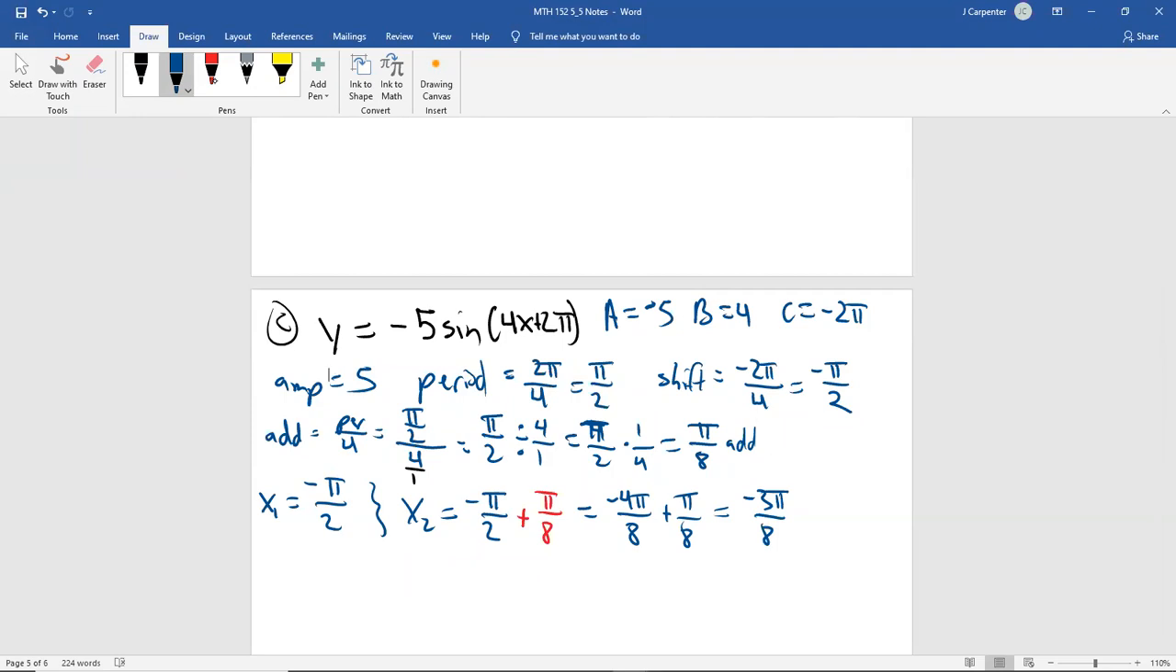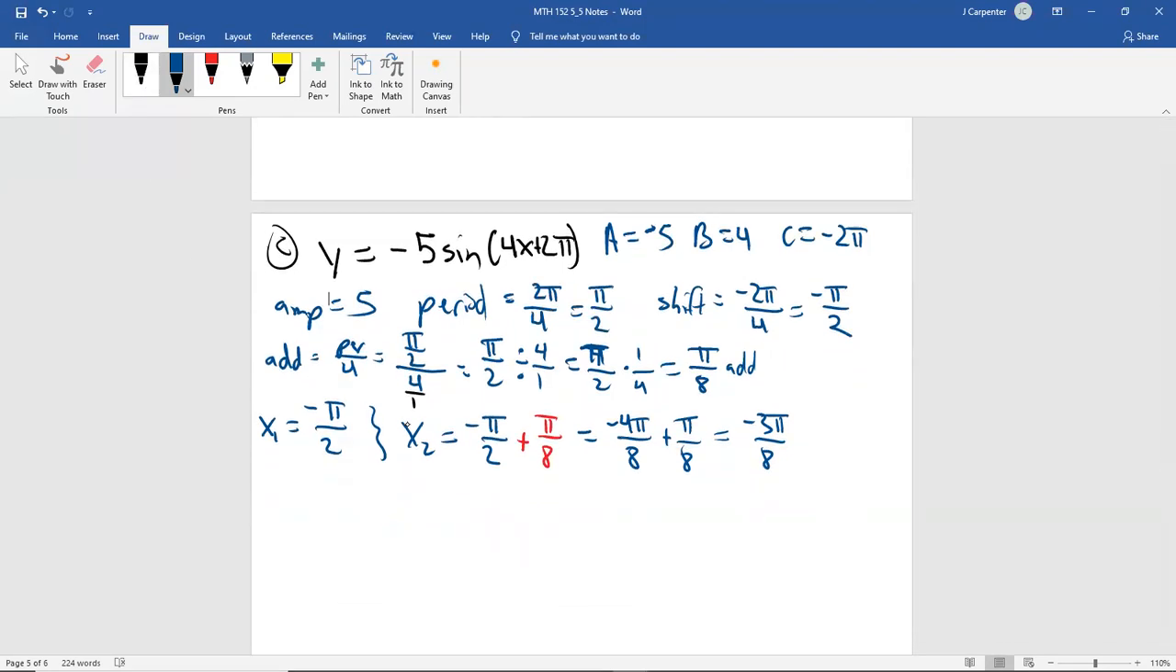These are definitely going to be the least pretty, but that's okay. Nothing wrong with that. So our third x value, take the last one, -3 pi over 8, and we're going to add the adding value of pi over 8. -3 plus 1 is -2. That's -2 pi over 8, which reduces to -pi over 4.